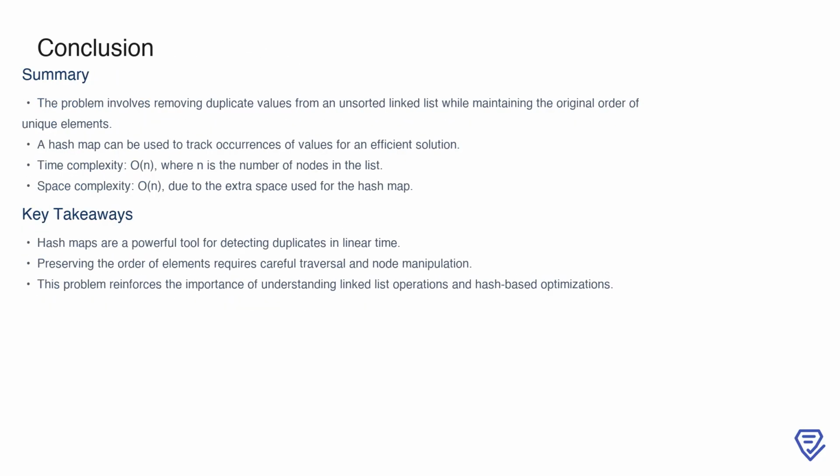Great job following along. To wrap up, we learned how to use a hash map to remove duplicates from an unsorted linked list while maintaining the order of unique elements. This solution demonstrates the power of hash maps for efficient duplicate detection and reinforces key concepts of linked list manipulation.